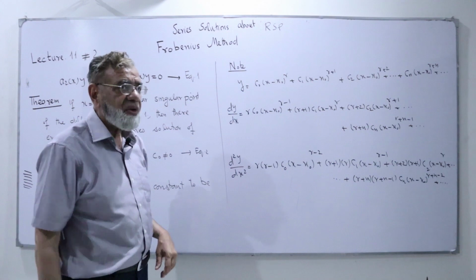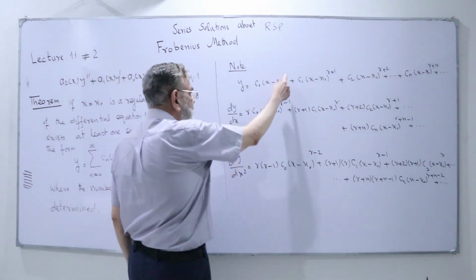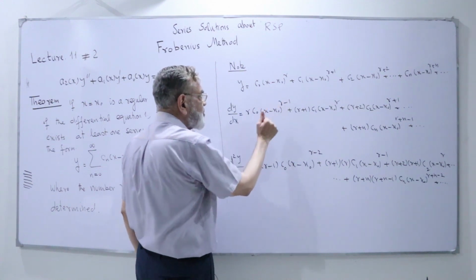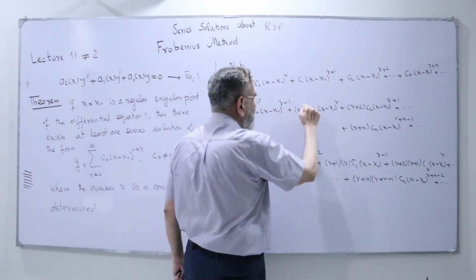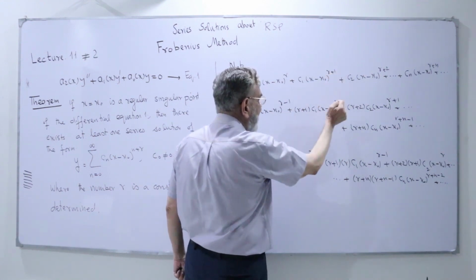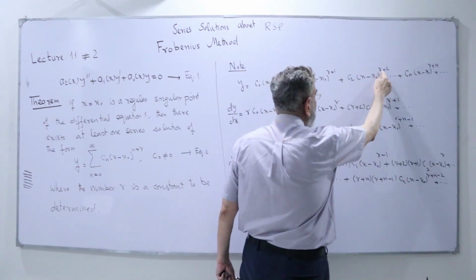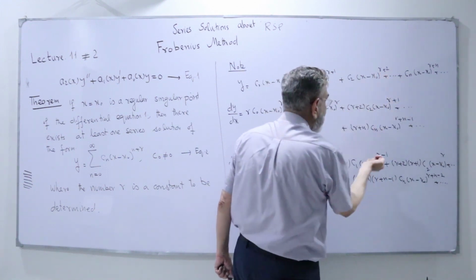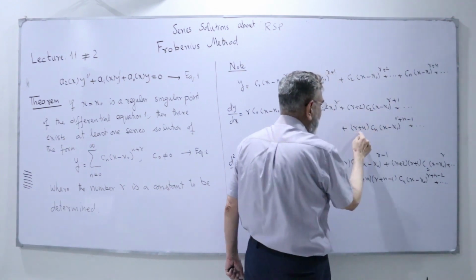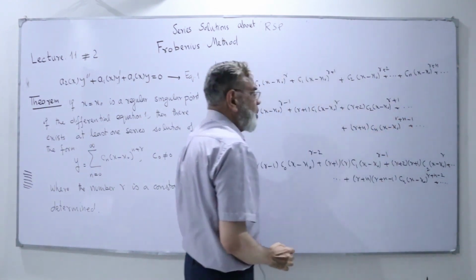I take the derivative, and we can differentiate term by term. The derivative of the first term, using the power rule, we get r c0 (x minus x0) to the power r minus 1. Here it will be (r plus 1) c1 (x minus x0) to the power r, because r plus 1 minus 1 is r. Here you get (r plus 2) c2 (x minus x0), r plus 2 minus 1 will be r plus 1. And the general term, we get (r plus n) cn (x minus x0) to the power r plus n minus 1.